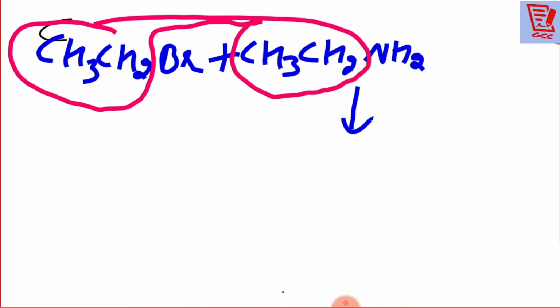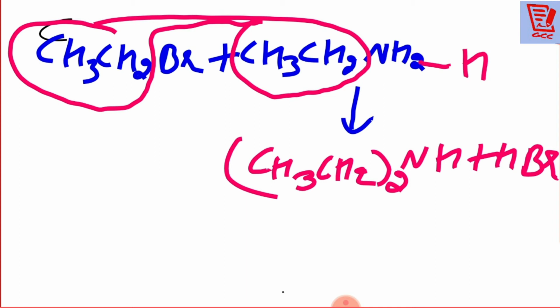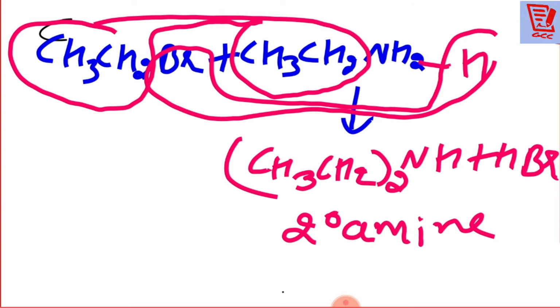It will become (CH3CH2)2NH plus HBr. One H will go from here and combine with this Br. And this is called a secondary amine. What do you call it? Secondary amine. After making the secondary amine, we will use it further.